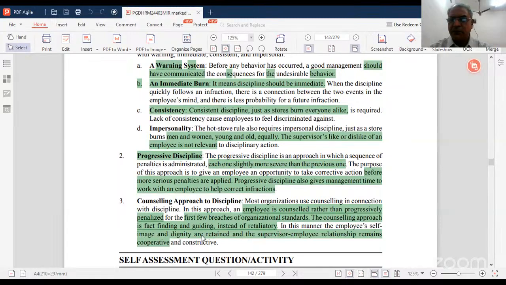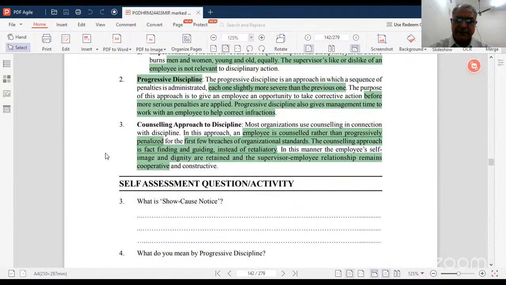This approach is suitable when the employees are in the highest level positions, and the dignity and image of the employees are not restrained, and the supervisor-employee relations also remain undamaged, cooperative and constructive. Most organizations call the employee and carry out a counseling activity with them. These are the important areas.